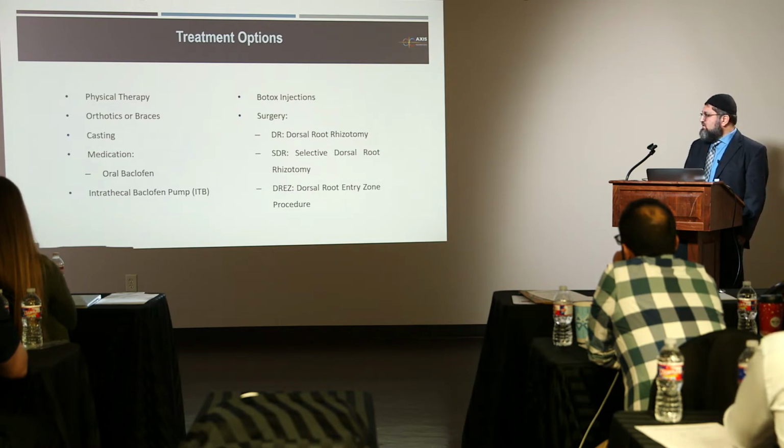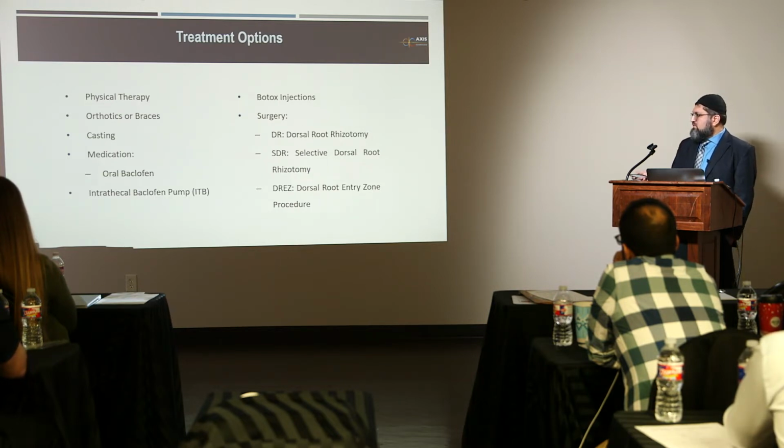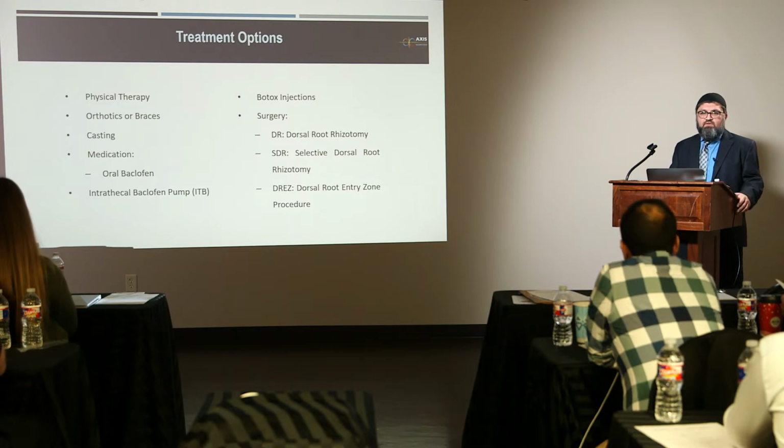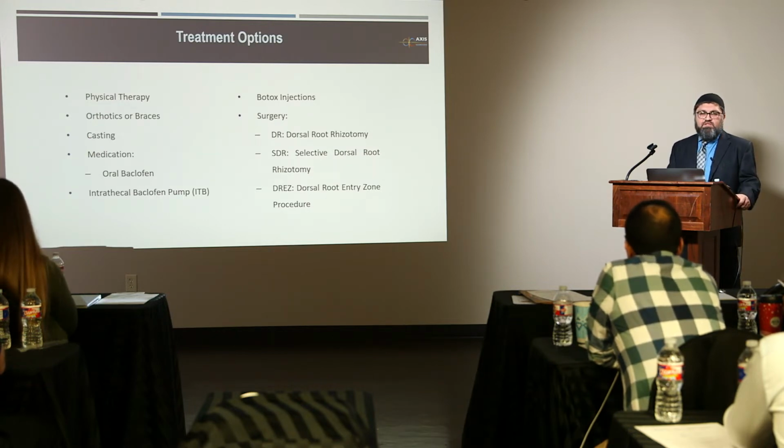One is dorsal root rhizotomy, then we have selective dorsal root rhizotomy, and then you have the dorsal root entry zone procedure. So the difference between selective and non-selective is, if there's no neuromonitoring or very bad neuromonitoring, the surgeon cannot depend on neuromonitoring, so they go and cut 30 to 50% of the sensory roots. The problem with that is we don't know which roots are bad. So if you cut the good roots and leave the bad roots, the patient's condition will be worse.